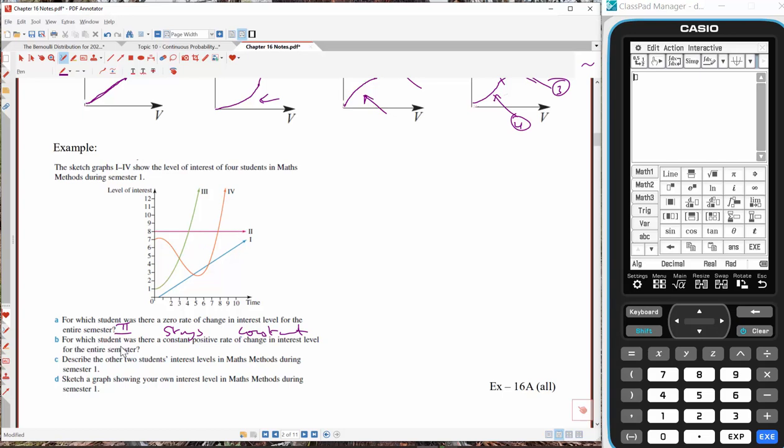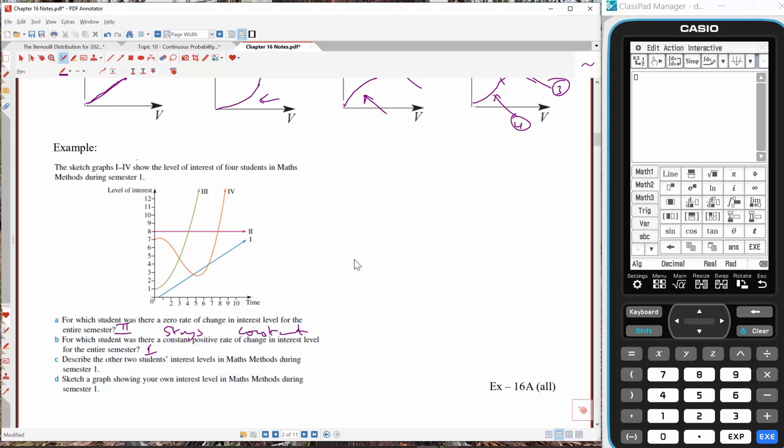Okay, for which student was there a constant positive rate of change in interest level for the entire semester? Well, that's this student here, that's student 1. Because the interest was always changing at a constant rate. So their interest is changing. Notice that it started at 0 here, 1, 2, 3, and it just changed constantly. Describe the other 2 students' interest levels in maths methods during semester 1.